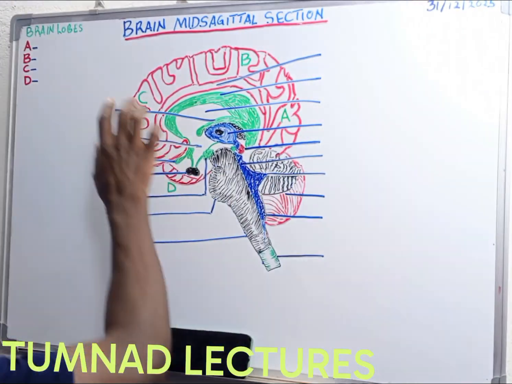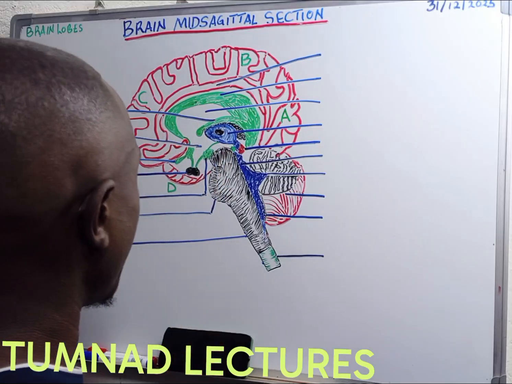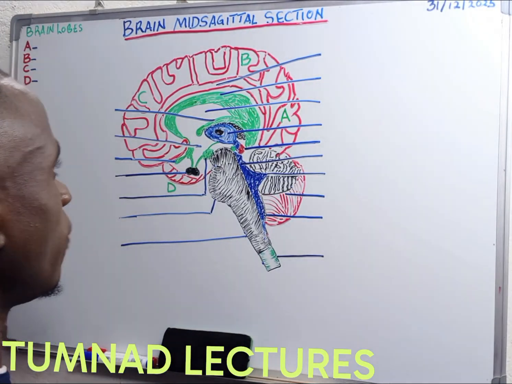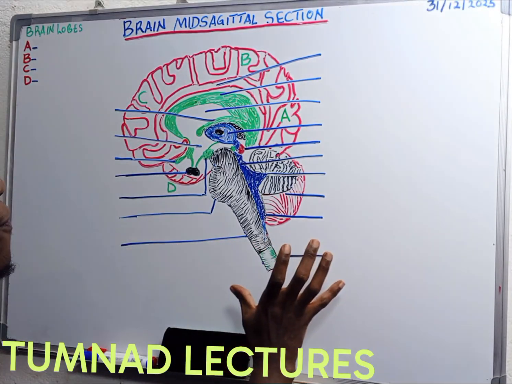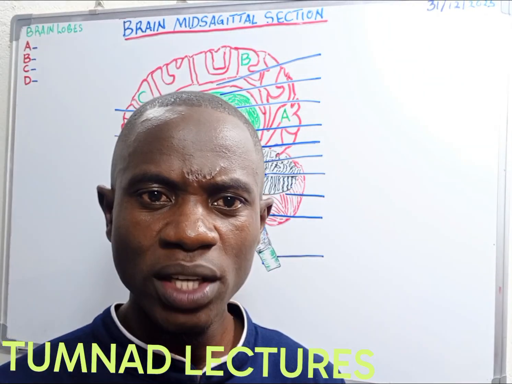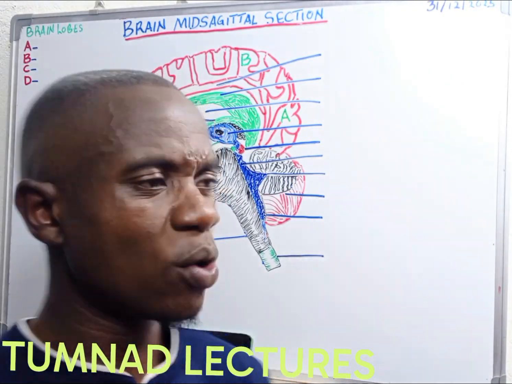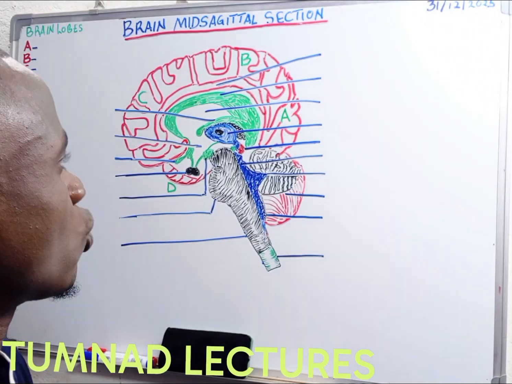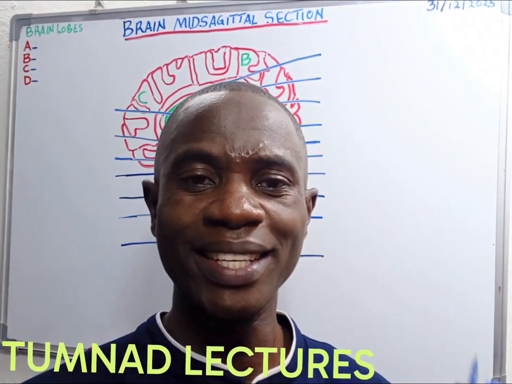Let's start with the mid-sagittal section of the brain. So here, what you are seeing is a mid-sagittal section of the brain. We are going to be seeing very many different structures, but some structures I'll just be mentioning because I don't want to congest this diagrammatic illustration such that every body part is seen.